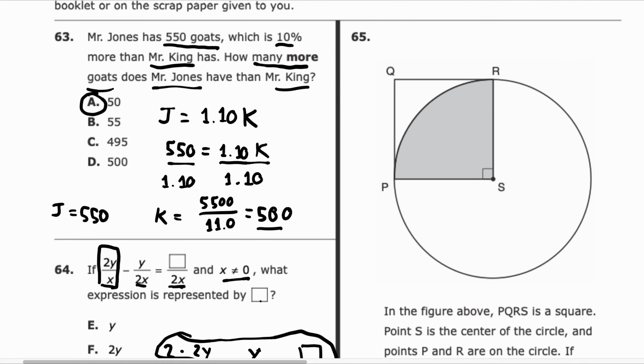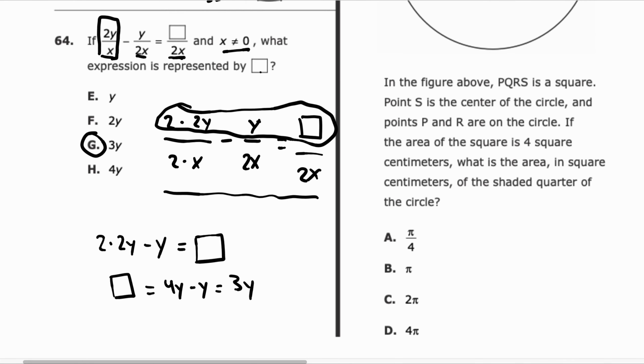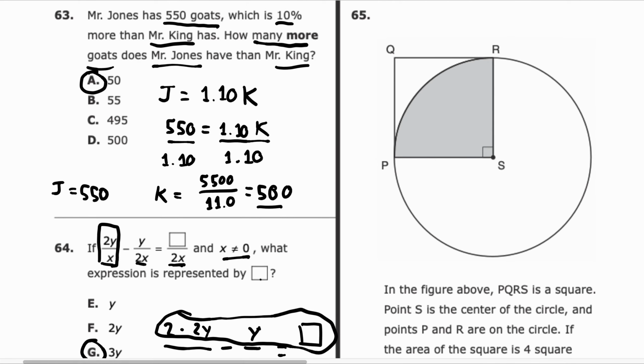All right, 65. So we have a figure and PQRS. So let's see. So that's this thing right here, PQRS. So that's a square. And then point S right here is the center of the circle, right? And points P and R are on the circle, right? Okay. So P and R are on the circle, S is the center of the circle.